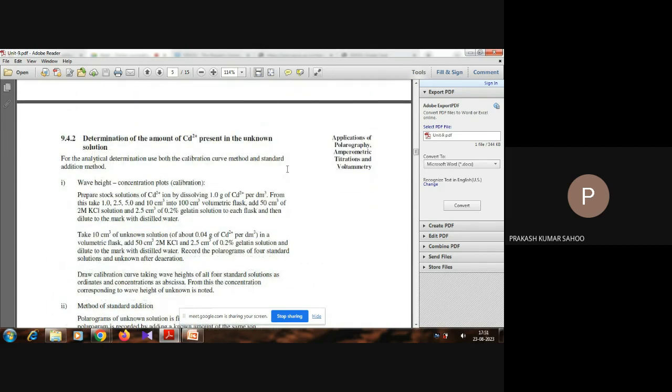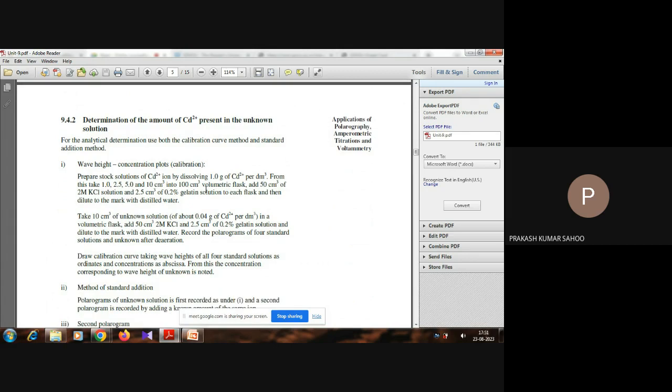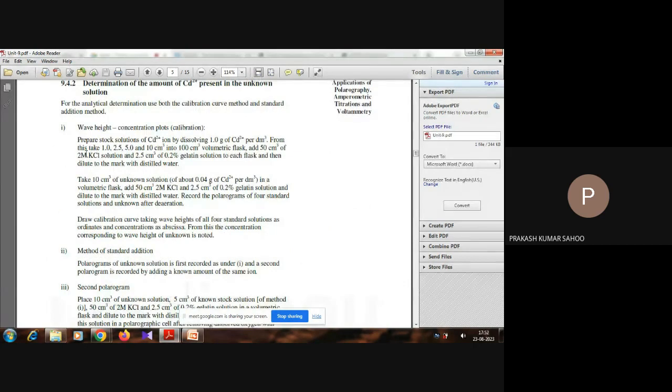Then we have the determination of the amount of cadmium in an unknown sample. What are the steps? The step is a wave height versus concentration calibration plot. Prepare a stock solution of cadmium by dissolving this many grams of cadmium per liter. From this, take 1, 2.5, 5, and 10 milliliters into 100 milliliter volumetric flasks, add 50 milliliters of 2 molar KCl solution and 2.5 milliliters of 0.2% gelatin solution to each flask, and dilute to the mark. So these are the experimental procedures.